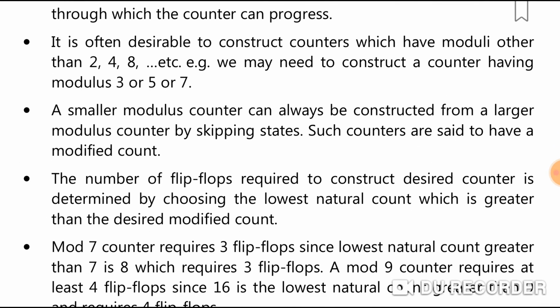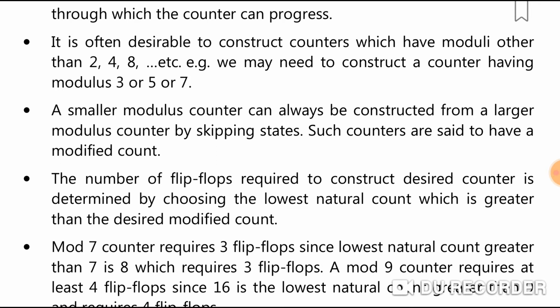It is often desirable to construct counters which have moduli other than 2, 4, 8, etc. We may need to construct a counter having a modulus of 3 or 5 or 7. A smaller modulus counter can always be constructed from a larger modulus counter by skipping the states.